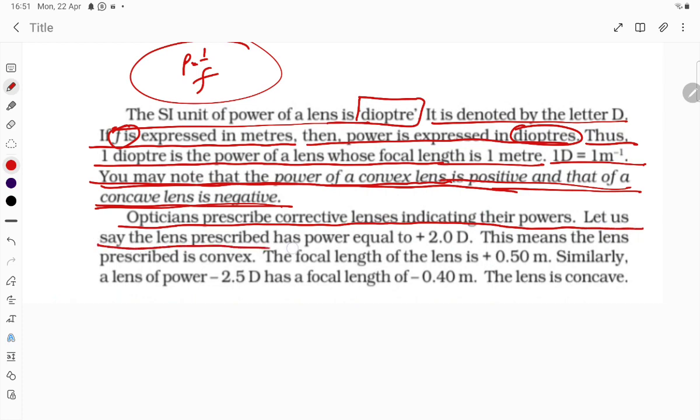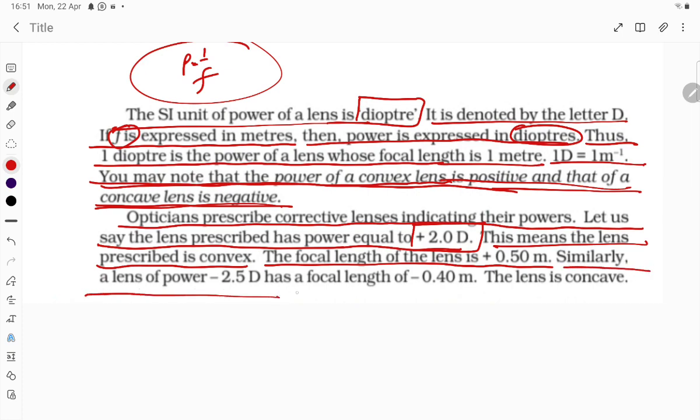Let us say the lens prescribed has a power of plus 2D. This means the lens prescribed is a convex lens. The focal length of the lens is 0.5 meter. Similarly, a lens of minus 2.5D has a focal length of minus 0.40 meter, and the lens is concave.